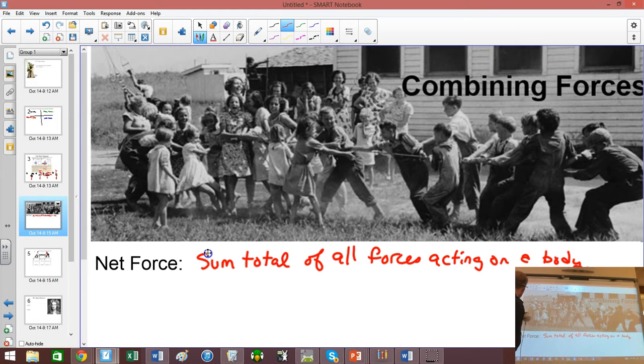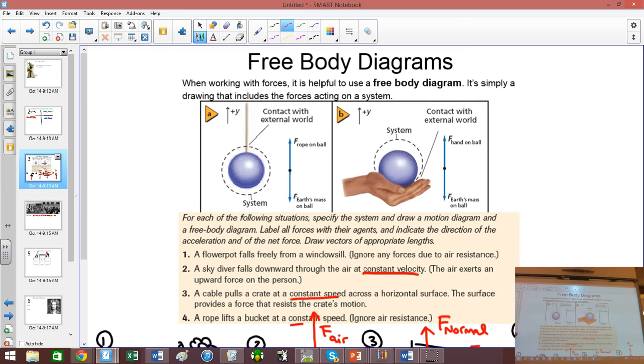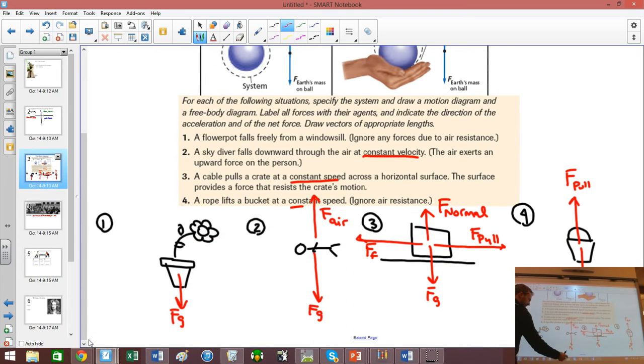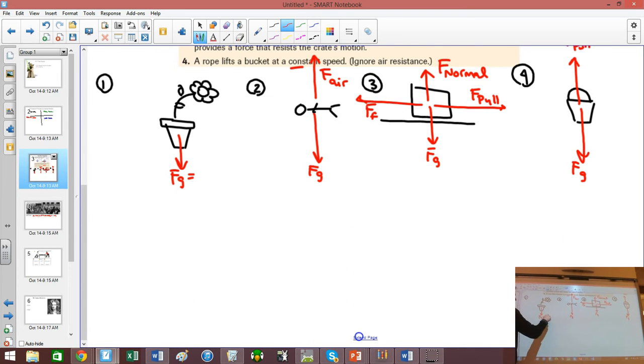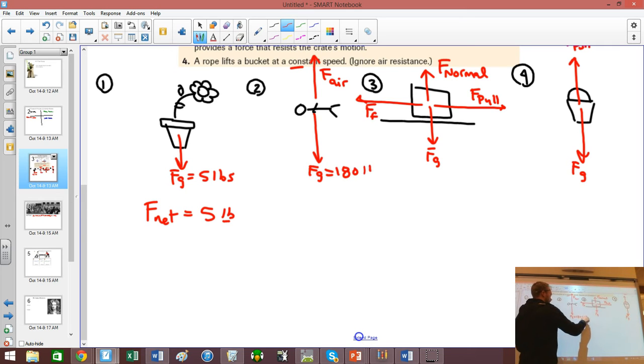So in this last case here, the sum total force of all, let's just pretend this flower pot weighed 5 pounds. The net force here is 5 pounds. That's the total force. Let's say this person's 180 pounds. So that means the air resistance is equal and opposite, so the net force here is 0. Because they're equal and opposite, they're canceling each other out.